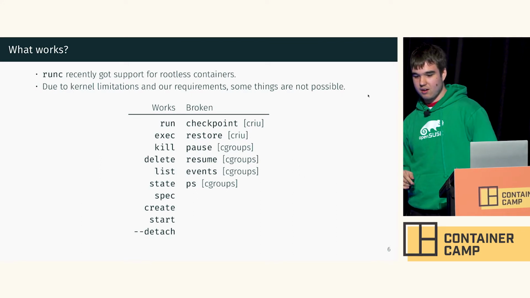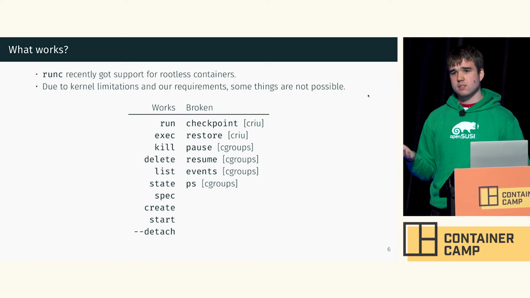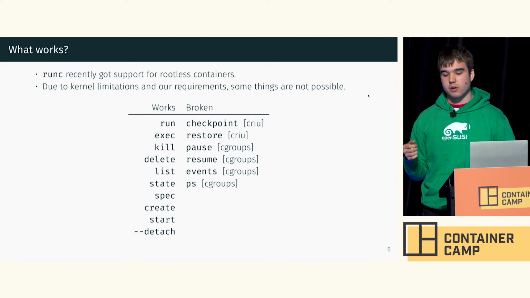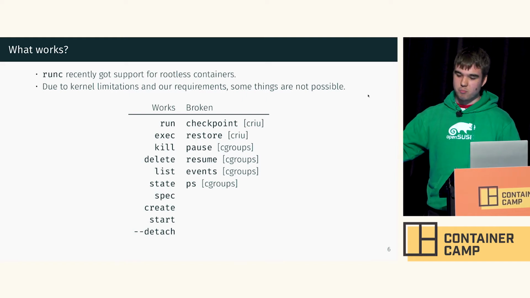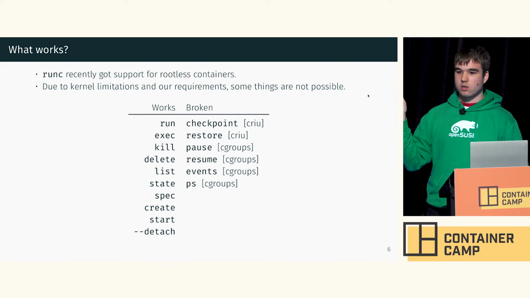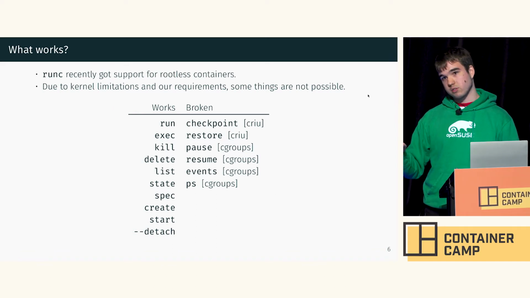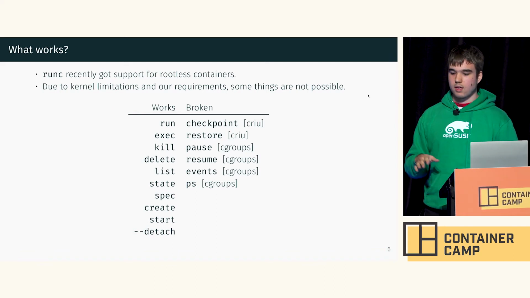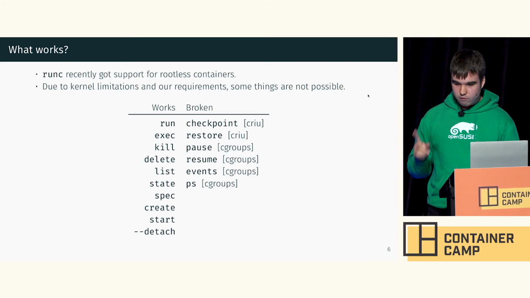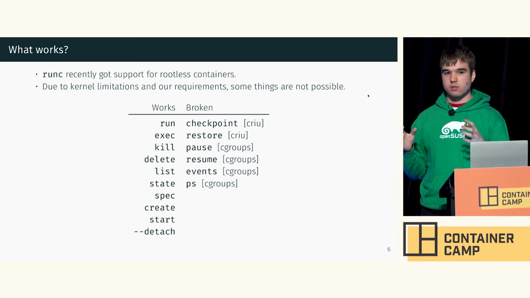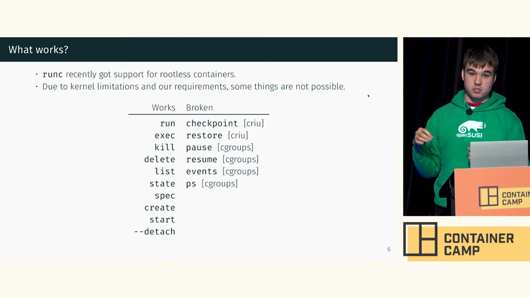So what works? Quite recently, we're talking like a month or two ago, runC got support for rootless containers upstream. So now if you download, not the latest version, but master, and you build it, you can actually create and run containers without privileges under runC, and it all works out of the box, and it's all tested. Unfortunately, due to some kernel limitations and some of the restrictions that we place on ourselves, some things are not possible at the moment.